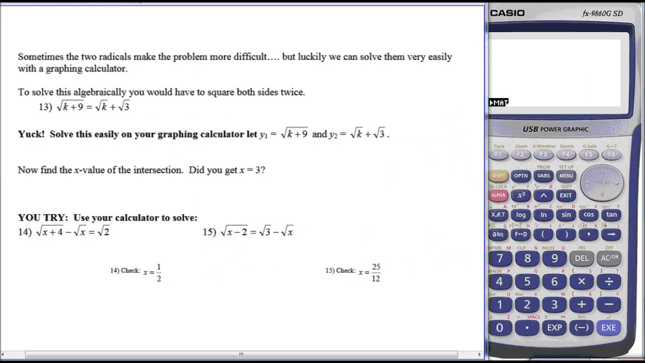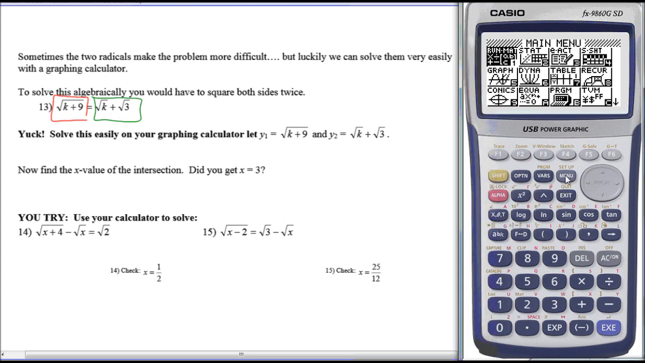Okay, down the bottom of the page it says sometimes the two radicals make the problem more difficult, but luckily we can solve these very easily with a graphing calculator. So in this one, I've got the square root of k plus 9 on the left side, and I've got the square root of k plus the square root of 3 on the right hand side. If I were to square both sides for that thing, it would turn into a big disaster.